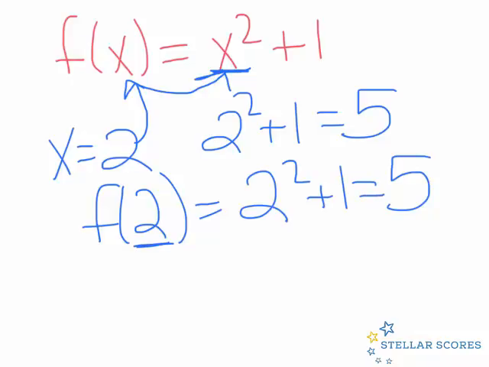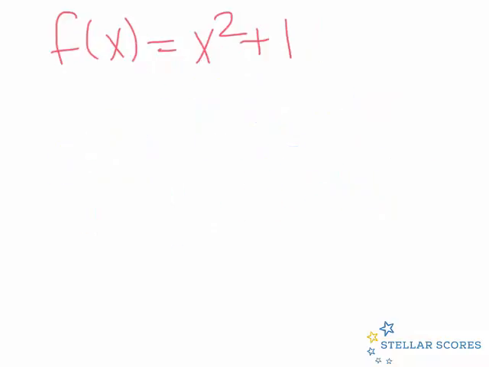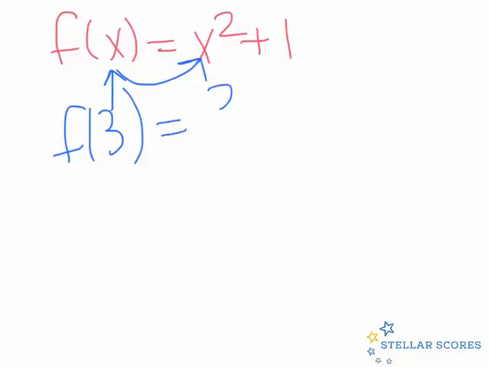Let's try it with another variable. What about f of 3? Well, wherever there's the x, the thing in the parentheses, I'm going to put it into the equation. So f of 3 is the same as 3 squared plus 1, which is 9 plus 1, which is 10.